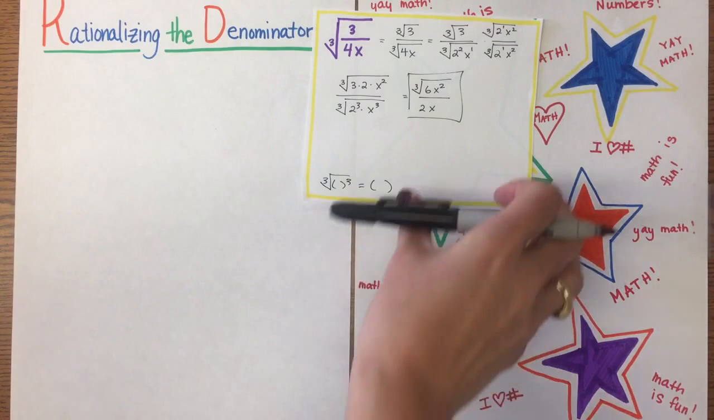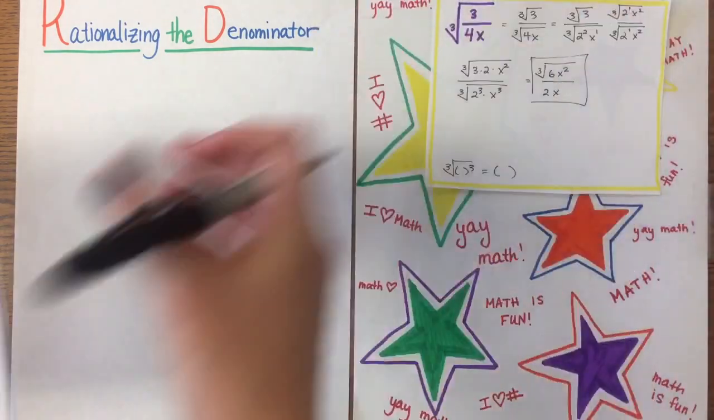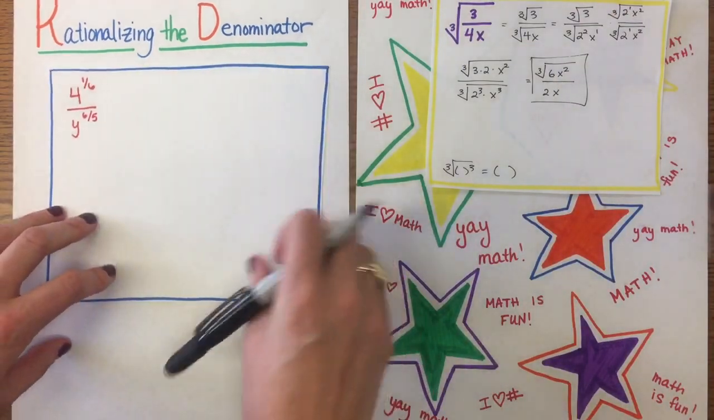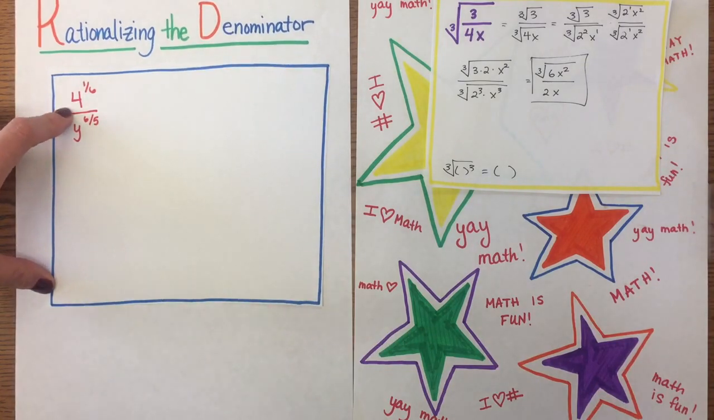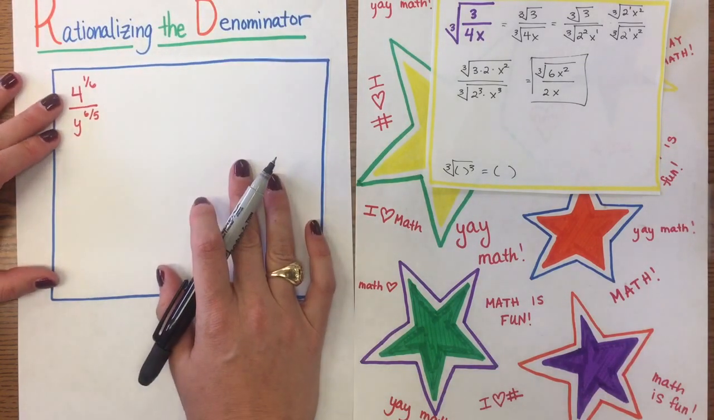Another problem we could look at that's a little bit more challenging is this one: 4 to the 1/6 divided by y to the 6/5. We're going to have a couple different things that we're looking at when we're talking about rational exponents. Anytime you see something like 4, it can be written as a number raised to an exponent, so I want to take care of that.